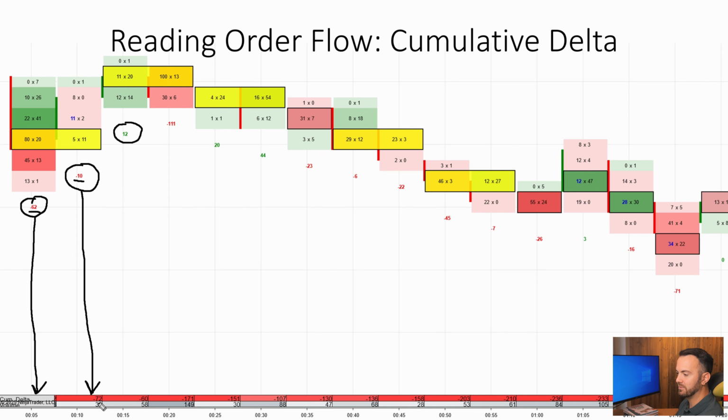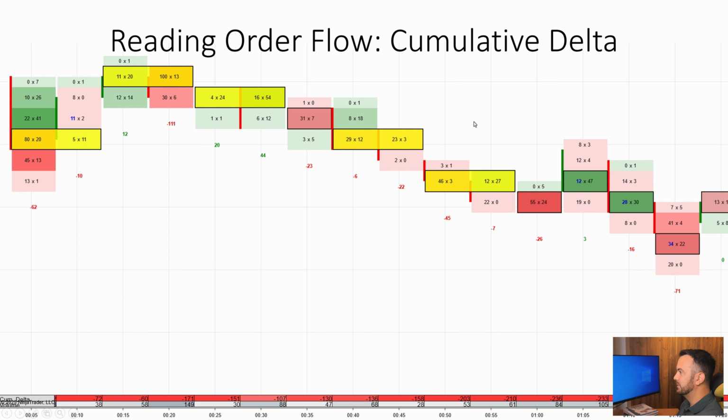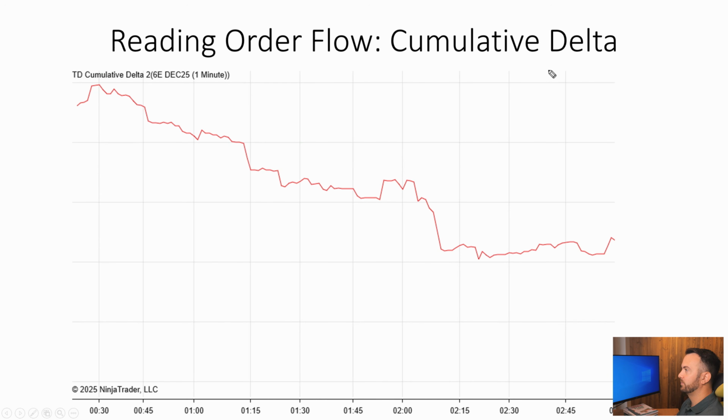So minus 72 plus 12, that's 60, right? Now, I must say this is quite challenging to keep track of if it's just numbers at the bottom of the screen. That's why I use this chart.